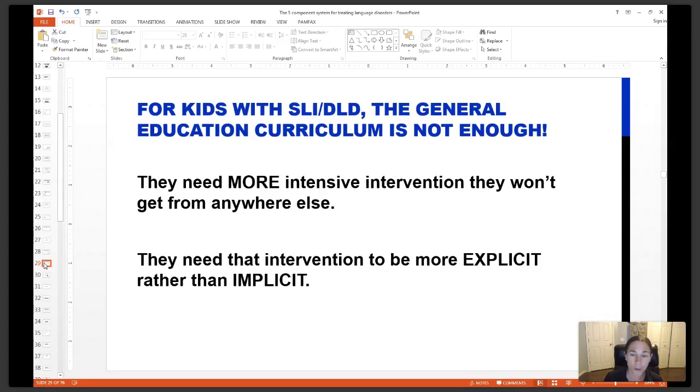So what we want to remember here is that general education tends to not be enough for them when it comes to those comprehension skills, and they need more intensive intervention that they won't get from anyone else besides you, because you are the language expert. You are the one that's trained in diagnosis and in therapy and in being able to scaffold and give that explicit intervention. And chances are, even if you don't feel like an expert, you're probably closer than you think to being able to deliver this explicit intervention.